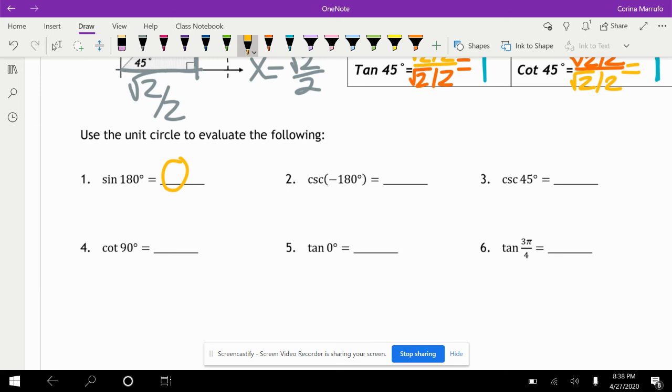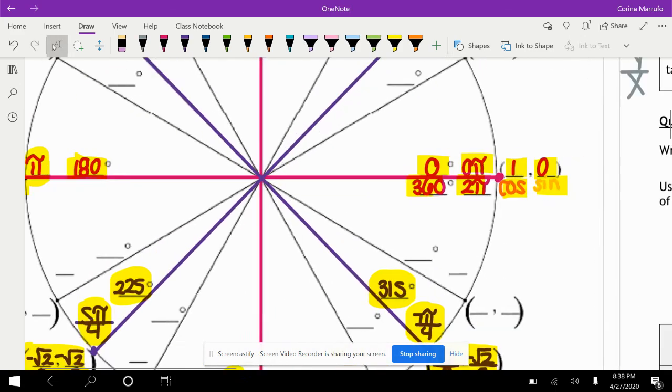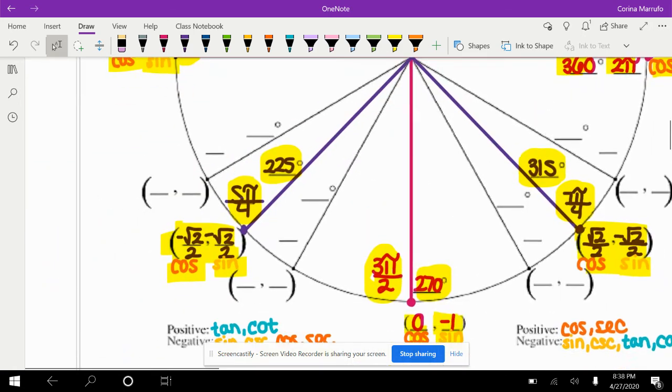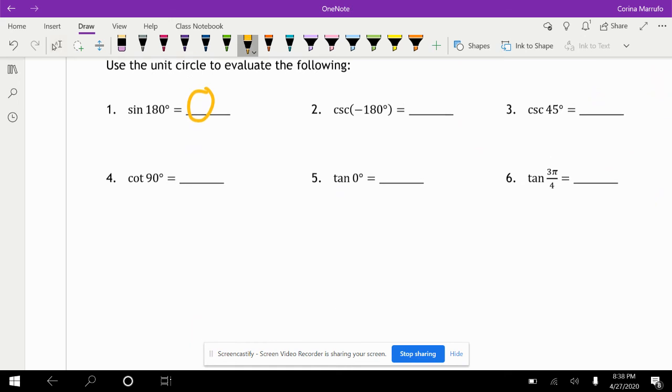All right, here is cosecant of negative 180. In case you don't remember, you can refer back to this. That's why it's important that you're taking notes. So cosecant is 1 divided by y. I'm going to write this down: cosecant is 1 divided by my y value.